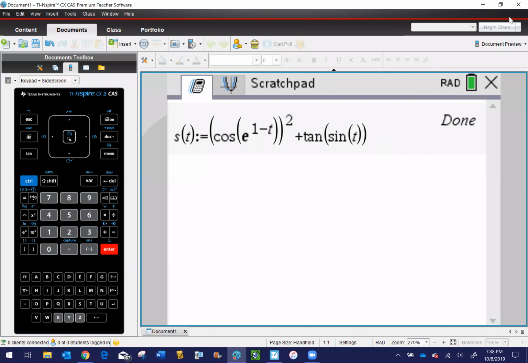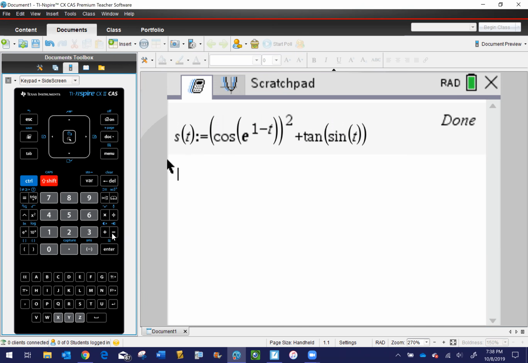So now what we're saying is that we want to find the velocity of the particle at time 2. So that means we would take the derivative of this thing. Yes, the derivative of this ugly beast. The shortest cut to take this derivative, there's lots of different ways to do this, but what I try to teach my students is to use the shift minus.